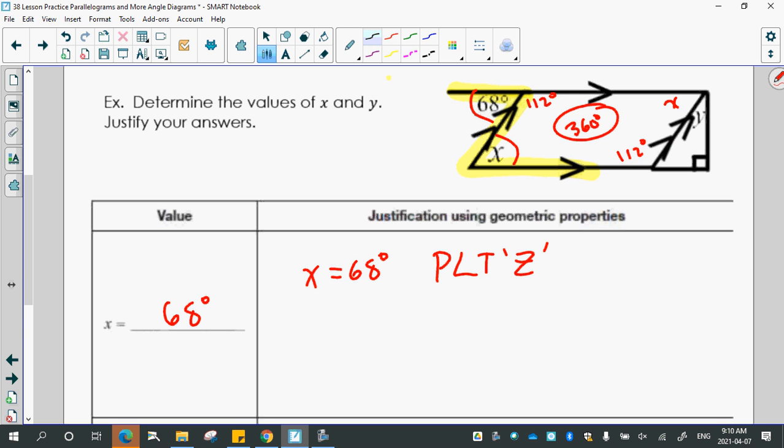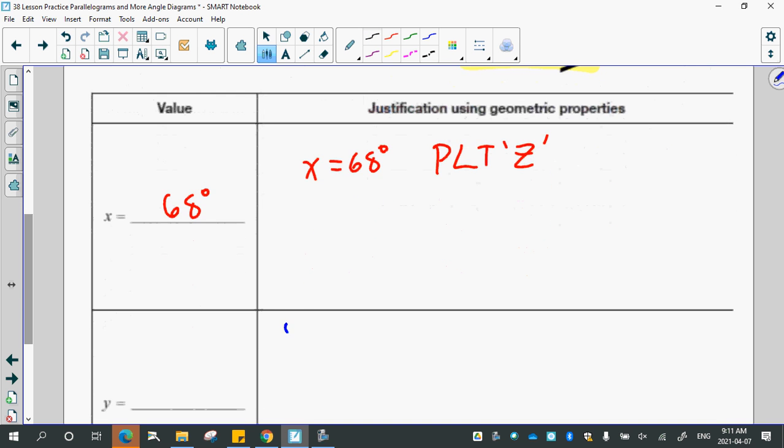So for y, there was again a couple ways of doing it. Some people realized that if this is a 90-degree angle, then so is that. And if I know that this is 68 degrees, then y plus 68 has to be 90. Other people found this bottom one using supplementary, and then they got 180 for the sum of the angles in a triangle. Okay?